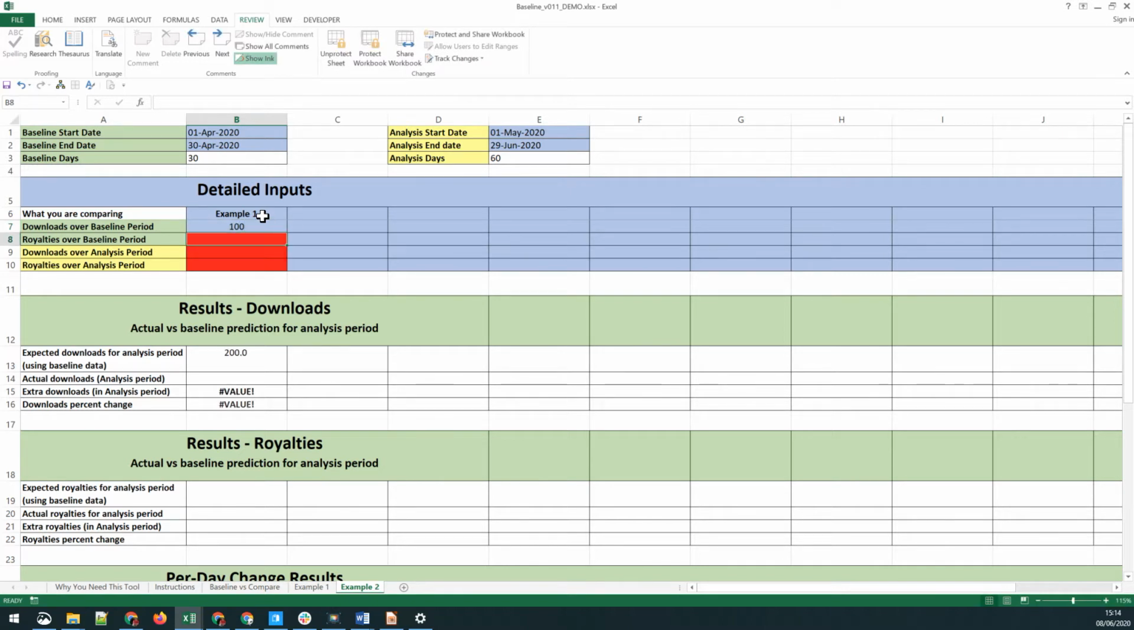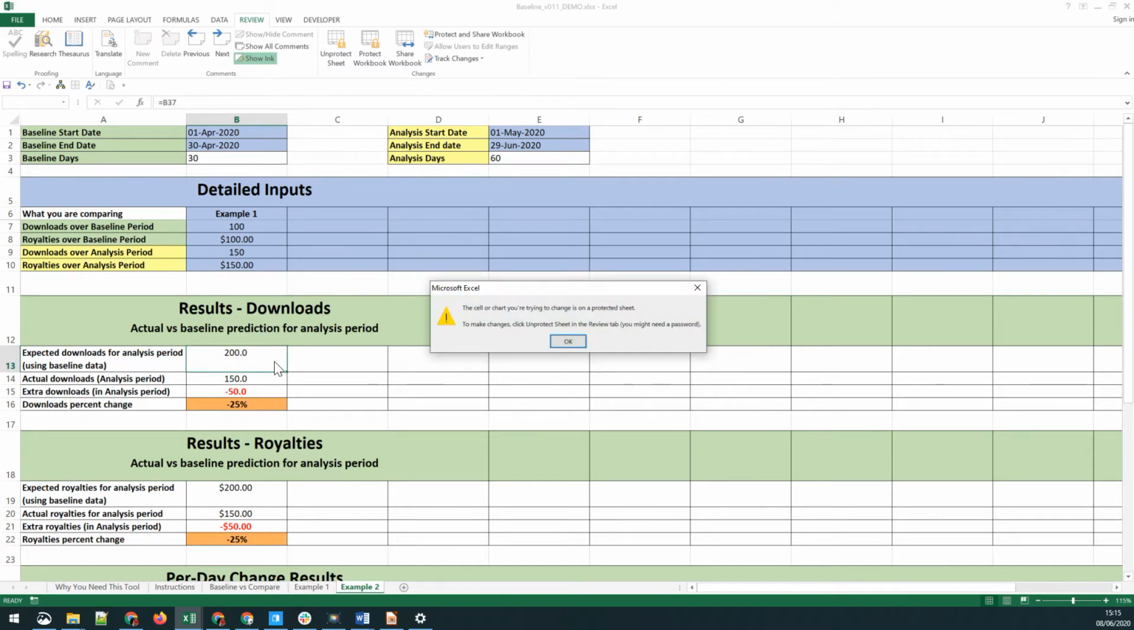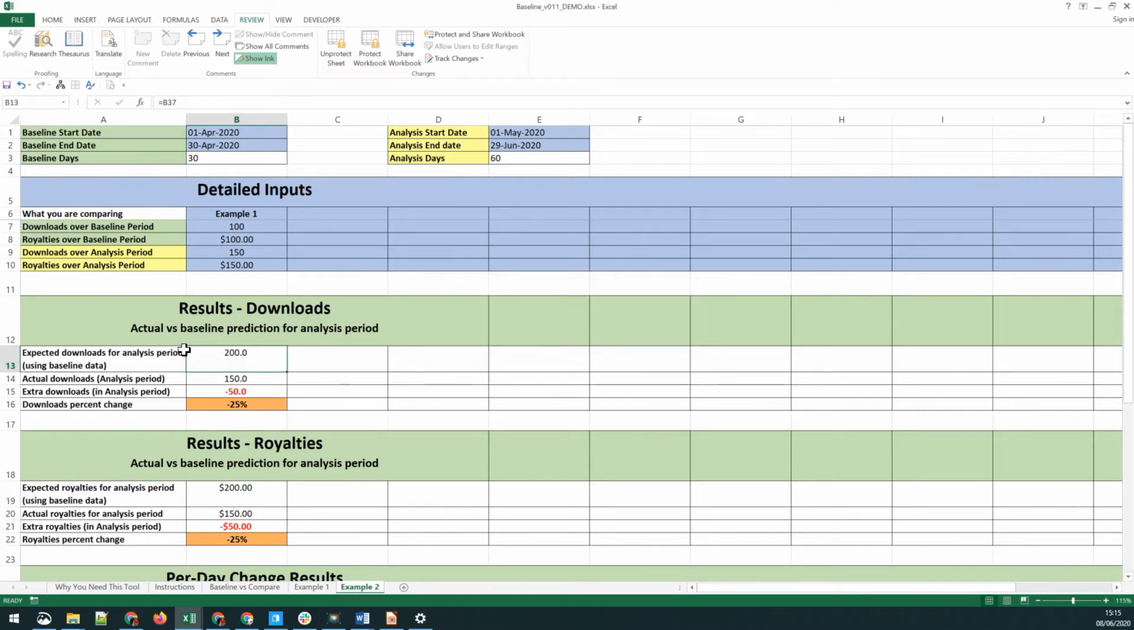So we're going to have 100 downloads. Once again, everything goes red to tell us we need to put in data here. And put in $100, 150 downloads, and $150. Actually, something I didn't mention, which some people might worry about with using a tool like this, is, oh, what if I overwrite the wrong piece? And the answer is, you'll get a warning like this. You are only allowed to make changes in the cells where we need you to enter data. Everything else is locked down, so you can't accidentally delete a formula and cause havoc in there.